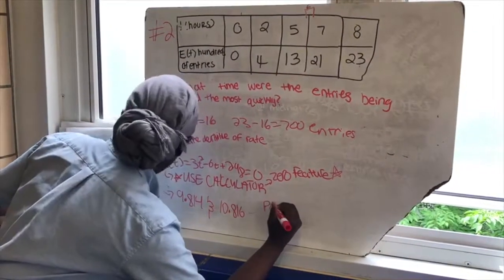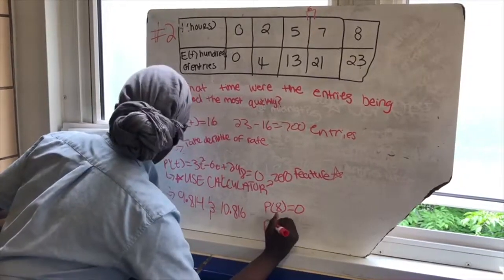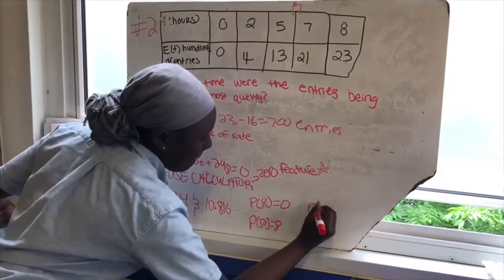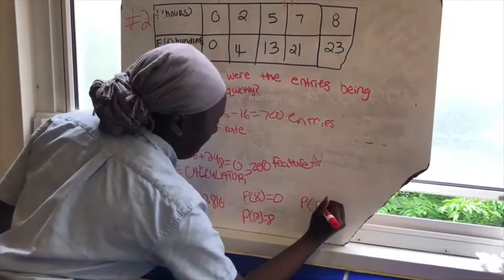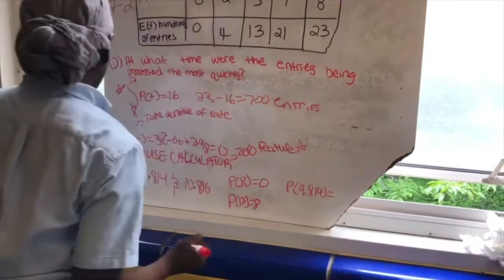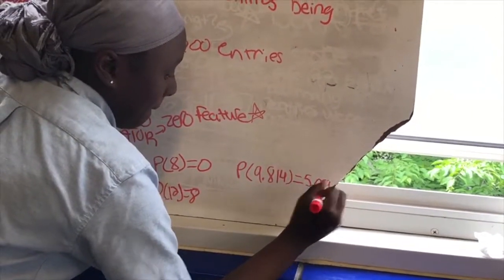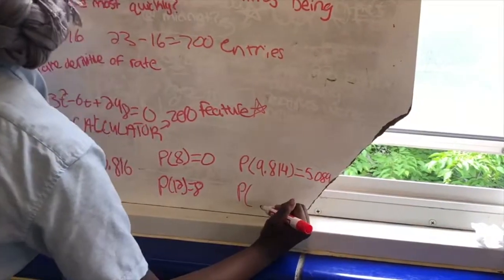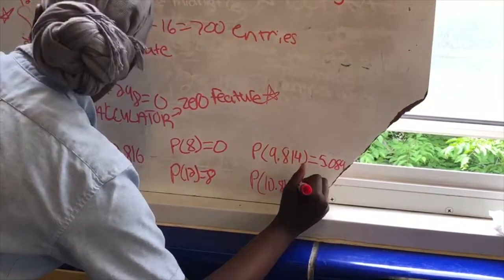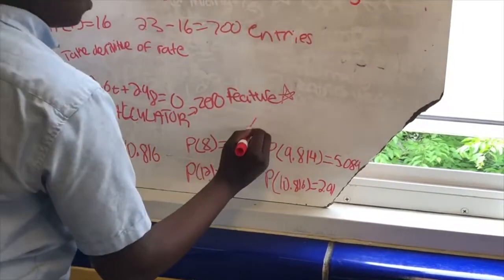So now you want to find the endpoints to see at what time the entries were being processed most quickly. So you do P of 8, and that equals 0, right? And then you do P of 12, and that gets you 8. Then you do P of 9.814, and that equals 5.089. And then you do P of 10.816, which gets you 2.91.